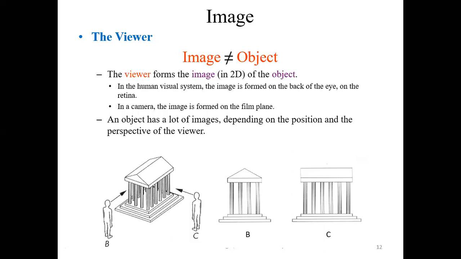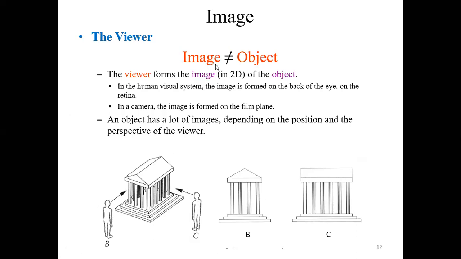As a human, we know that if you want to get the whole object, it has a lot of images depending on the perspective of the viewer. That means if you look from this side, you see B. If you look from this side, you will see C. So if you want to get the perfect idea or visual presentation of an object, you have to look from all sides.